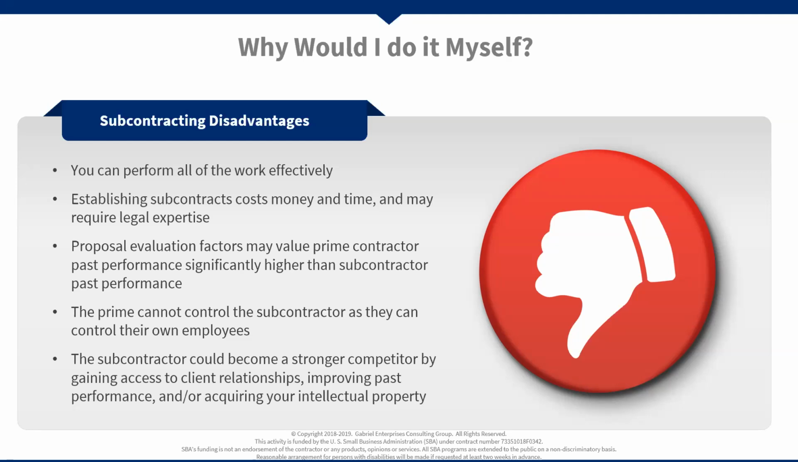because getting the subcontract in place may require some legal expense, or at least your contracting team to work on the subcontract with the subcontractor, and that's going to take resources and time and additional costs, and maybe from outside parties like an attorney. In some cases, you're going to get a better rating on a solicitation evaluation if the prime contractor has the past performance. So the subcontractor past performance is not going to be weighted as heavily, and so it may not be the right approach to use a subcontractor in that situation.